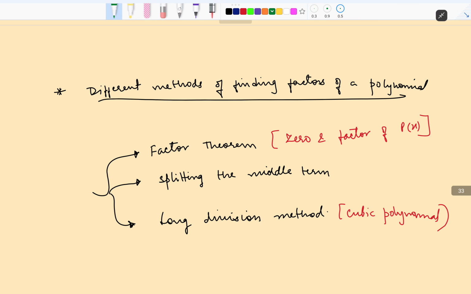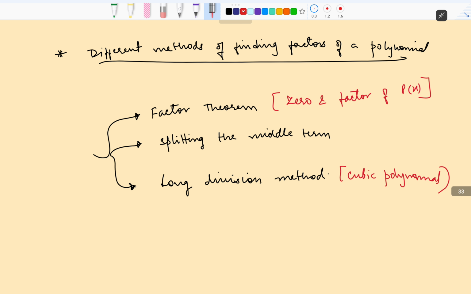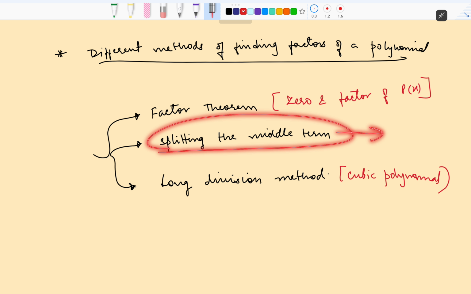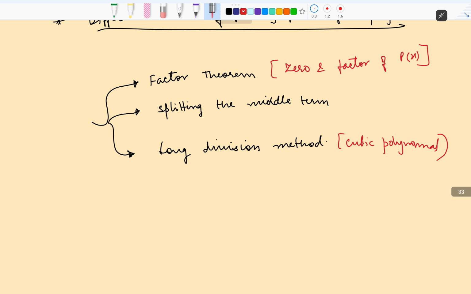Now, what are the different methods of finding factors of a polynomial? The different methods are the factor theorem, which we are going to study in a few seconds, splitting the middle term, which we have done in lower classes also. It's fairly simple, but we'll still give a quick revision to it, and the long division method, which is generally used when we factorize cubic polynomials. We'll see what that is and how the long division method comes handy.